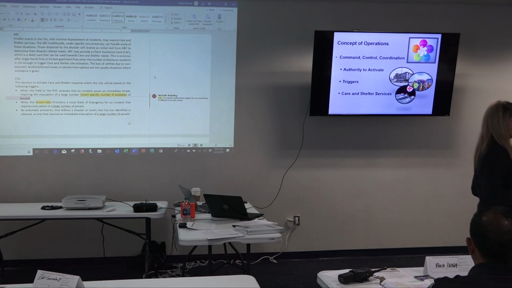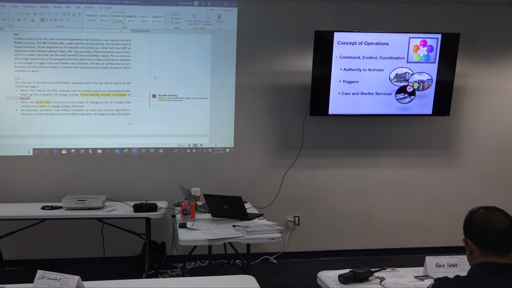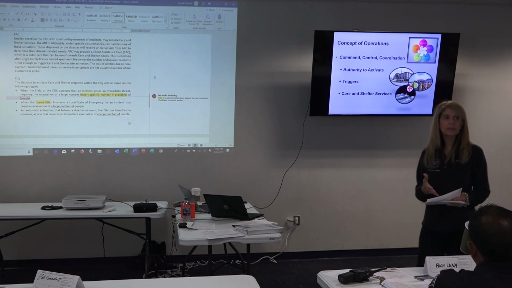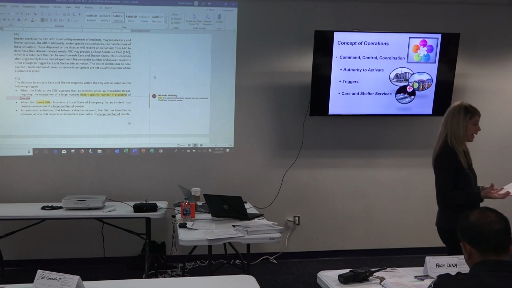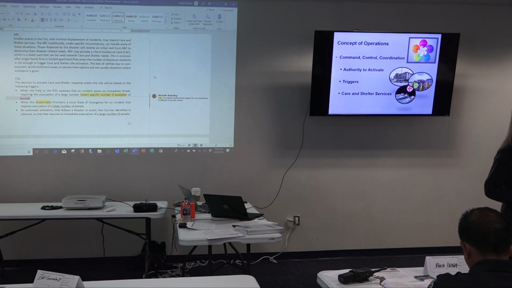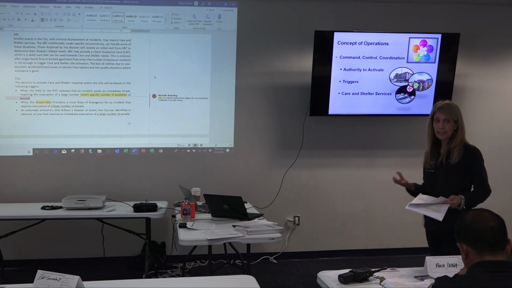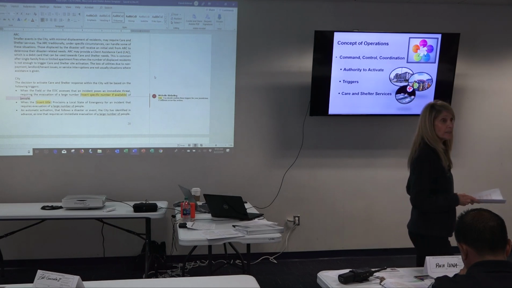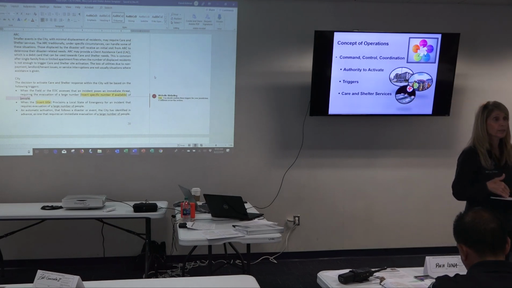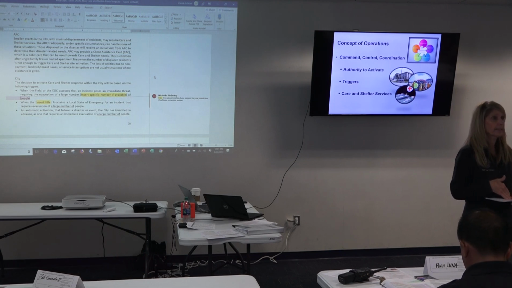Triggers are guidelines. They're not cut in stone. In other words, we know there's some flexibility in what may trigger us to make a decision to activate. But at least if I'm a brand new emergency manager or brand new fire personnel coming in and I have a responsibility to make these decisions, I can look at what we try to do in plans, which is offer at least some trigger guidelines.